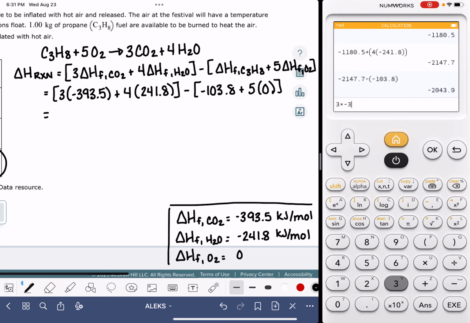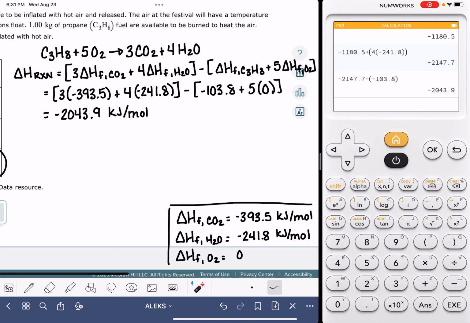3 times negative 393.5 plus, I think I forgot a negative sign there, 4 times negative 241.8, minus negative 103.8, and that gives us negative 2,043.9, and I'm going to bring those units back. Those units are kilojoules per mole.